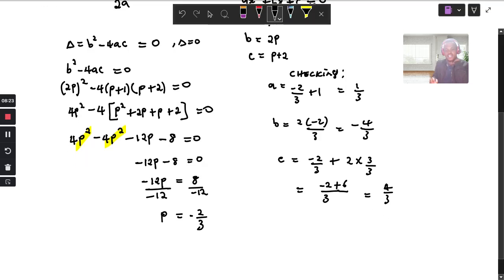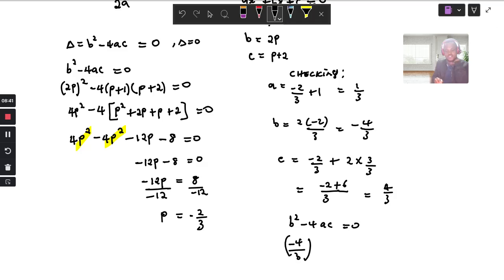Okay, I said to you, for the roots to be equal, b squared minus 4ac should be equal to 0. So here, this is your b, so it becomes minus 4 over 3, and you square it, minus 4. Where is our a? Our a is 1 over 3. Our c is 4 over 3. Okay.